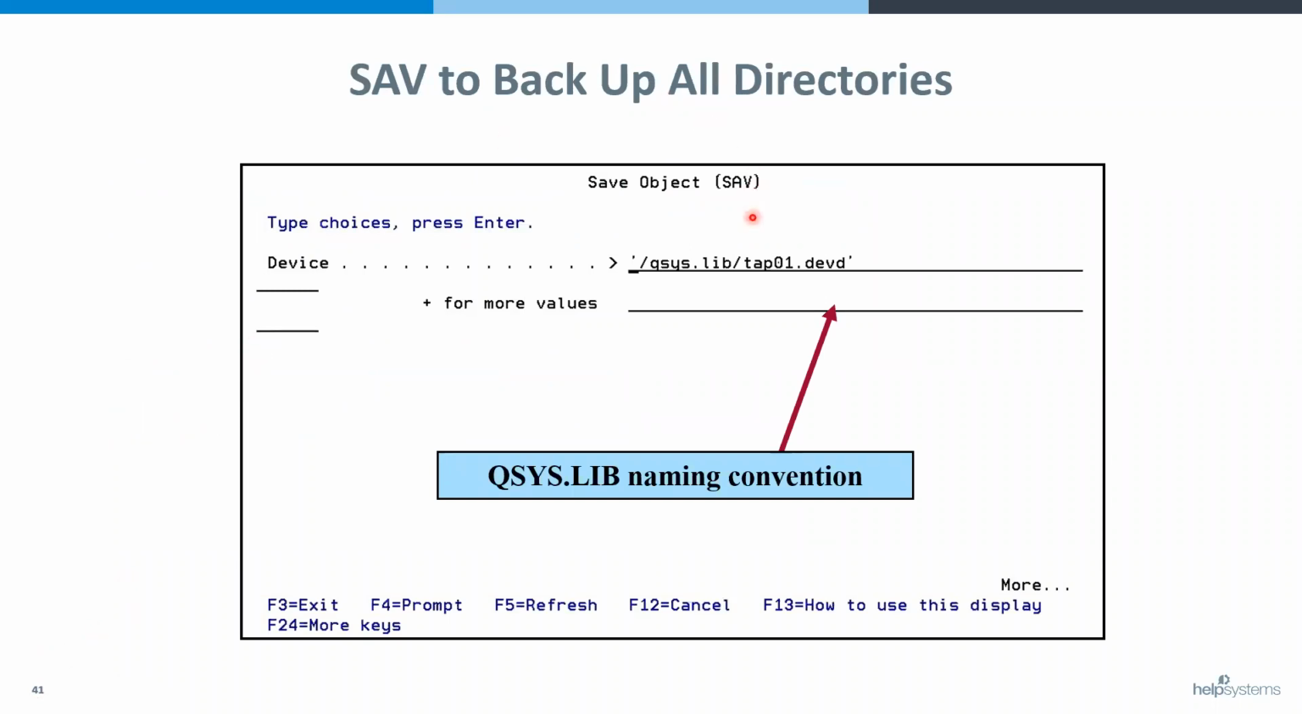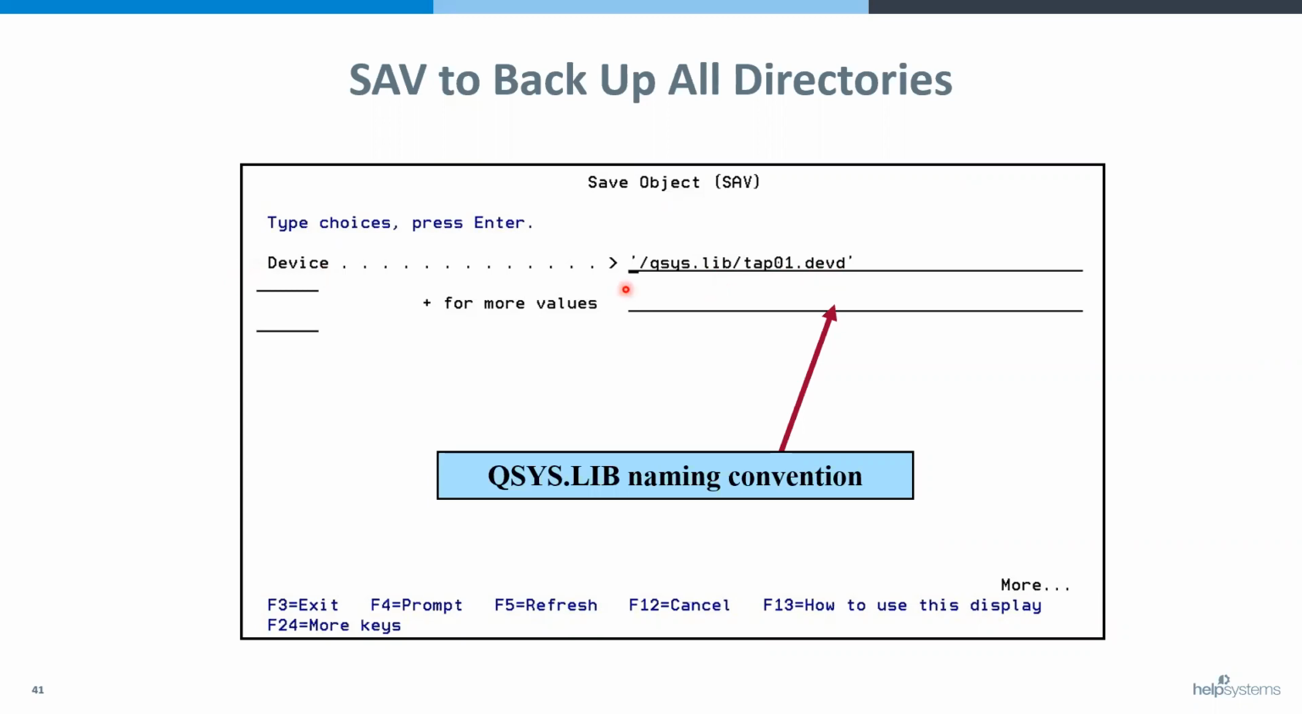So SAV, we're going to have a tape device, and I'm just going to call it tape 01 to be simple. And I want to use that device, and I want to back up to the device description, and it's stored in qsys.lib because that's where all your configuration objects, all your printers, all your user devices, all those things are stored. So if I'm going to use the SAV command and reference a tape device or a virtual tape library or whatever that I'm emulating, I have to point it to that device description.